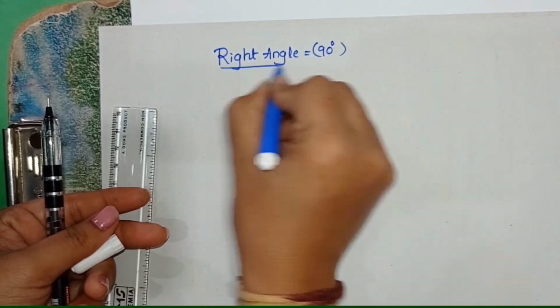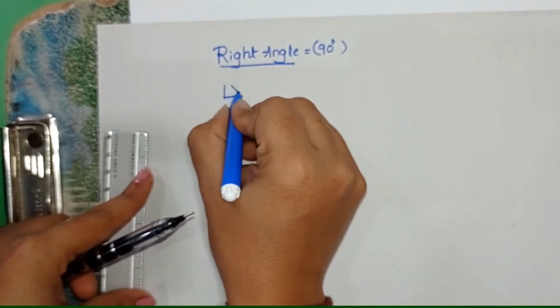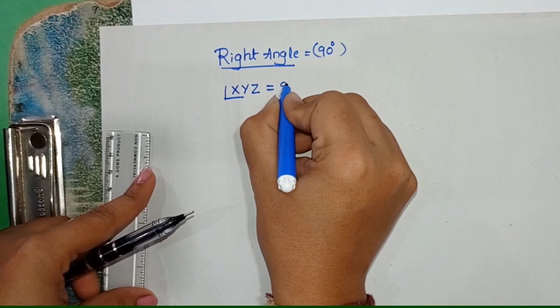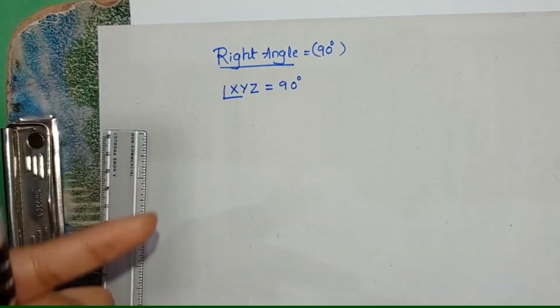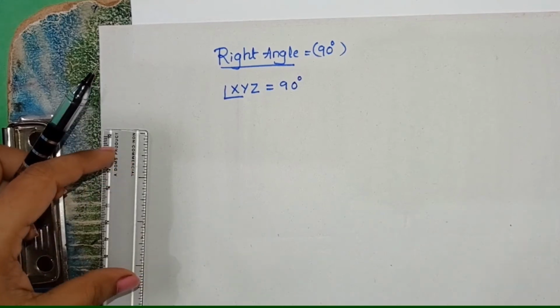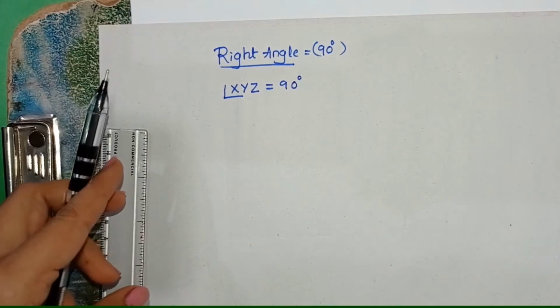Okay, now 90-degree angle, any example we'll take first. I'm going to consider the angle XYZ which is equal to 90-degree, as the definition only says that the angle which is equal to 90-degree is called a right angle.